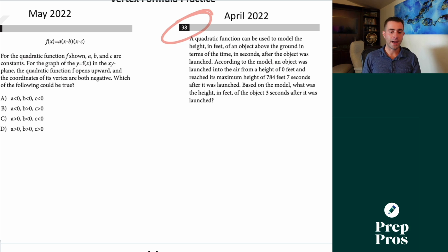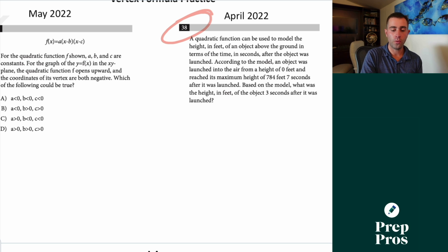Now a quadratic function can be used to model the height in feet of an object above the ground in terms of time in seconds after the object was launched. According to the model, an object was launched into the air from a height of 0 feet and reached its maximum height of 784 feet 7 seconds after it was launched. Based on the model, what was the height in feet of the object 3 seconds after it was launched?